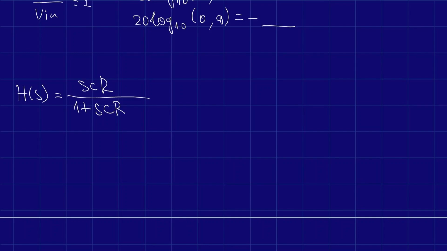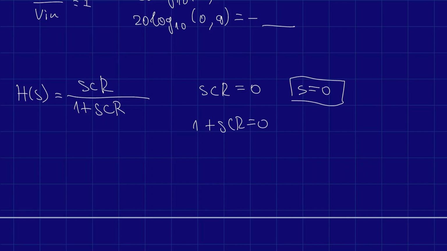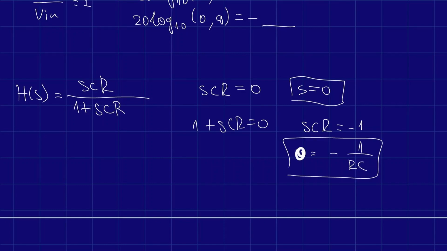Now, to find the zeros, you put the numerator equal to 0. So here we have S equals 0. This is the zero that we have. And to find the poles, you just put the denominator equal to 0, okay? And here we have SCR equals -1, so S equals -1 divided by RC. So this is our pole, which we'll write as P1, and this is our zero, which we'll write as Z1, okay?